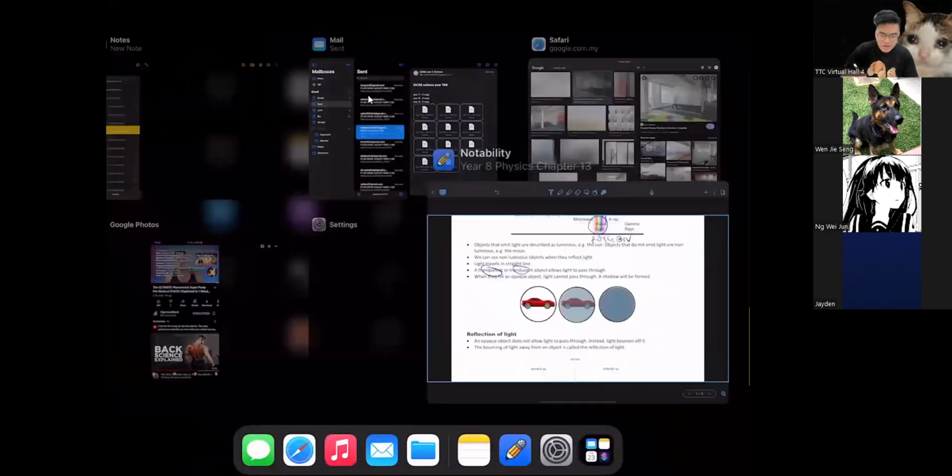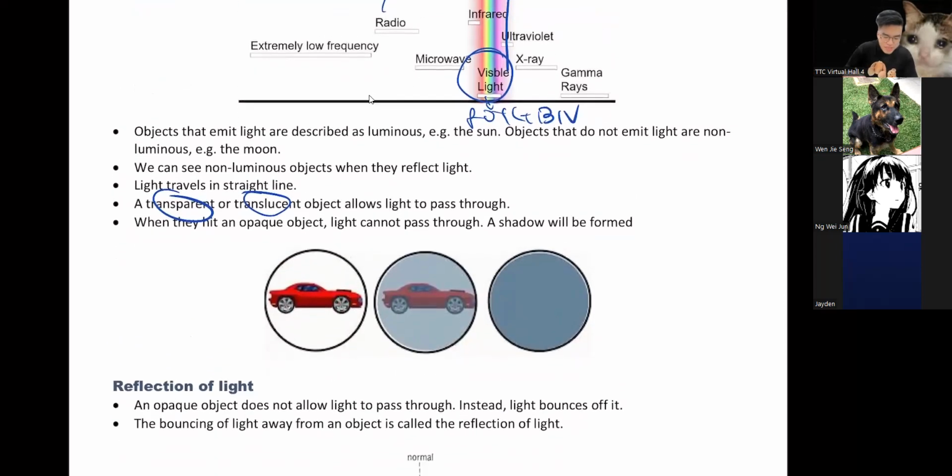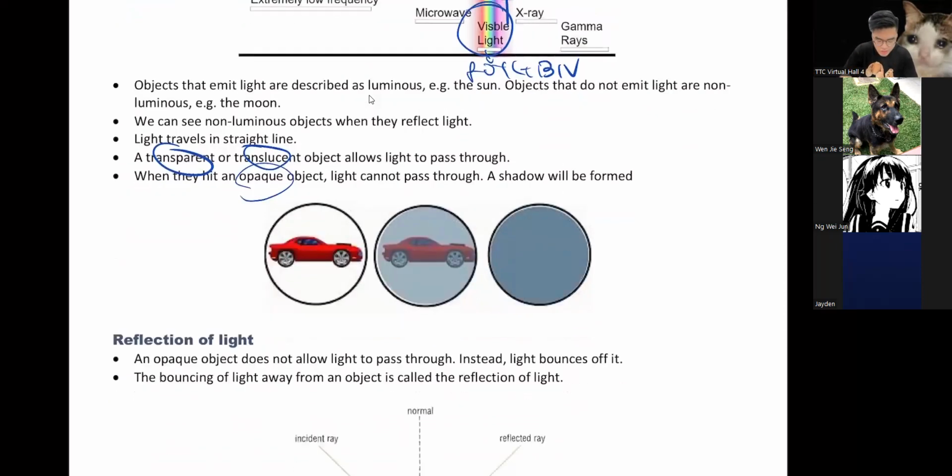And of course, opaque. When light hits an opaque object, opaque means 100% cannot pass through. A shadow will be formed. Like wood, like your wall, they are opaque. It means light cannot go through. All right, easy. So please make sure you know these three words: what is transparent, what is translucent, and what is opaque. The three words.